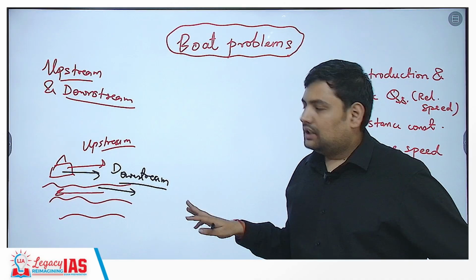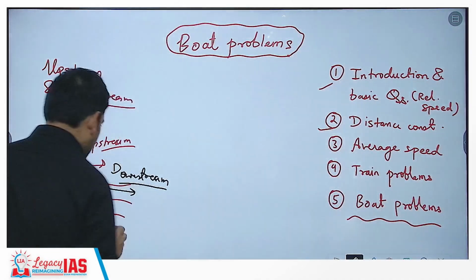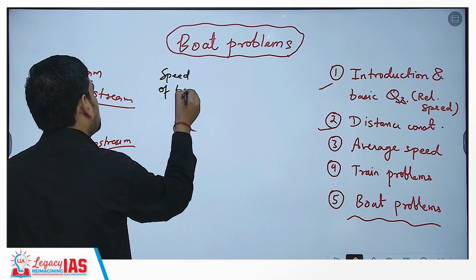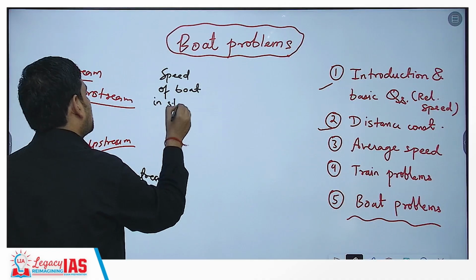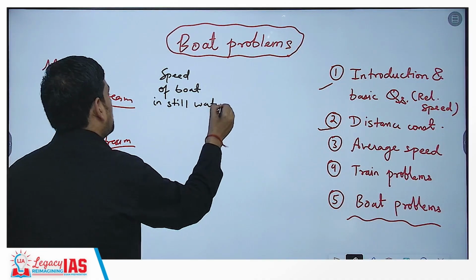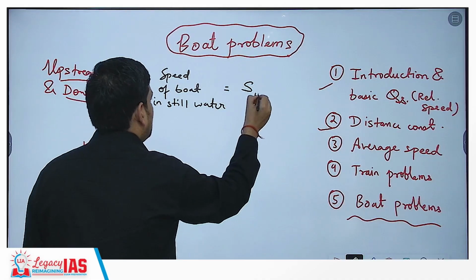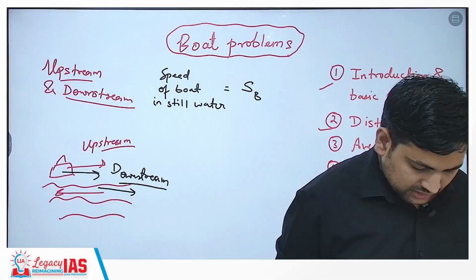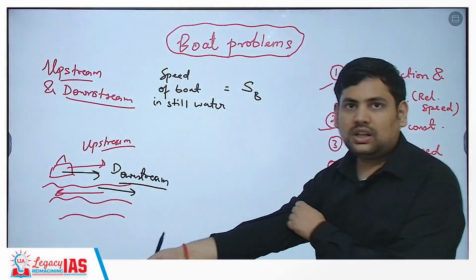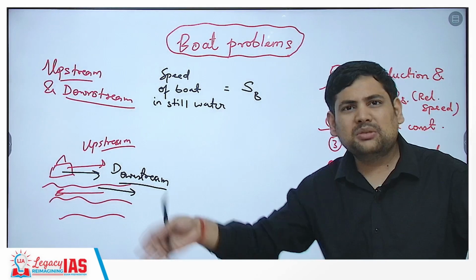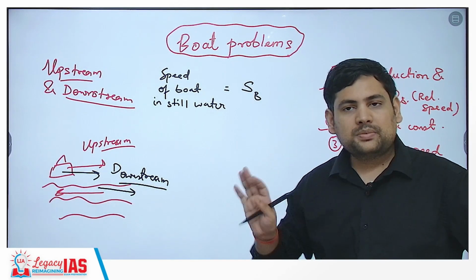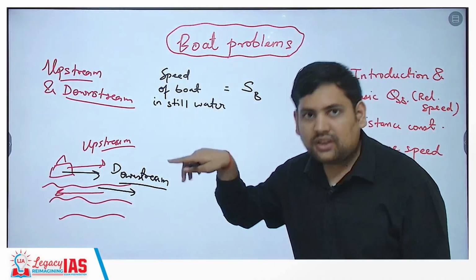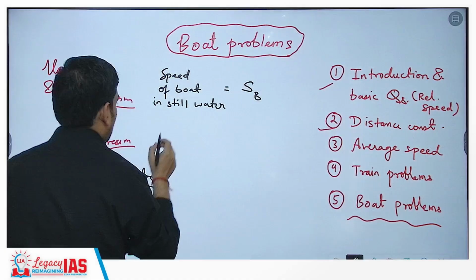Now, the general terms: one term is called speed of boat in still water. This you can write as SB. Speed of boat in still water is when the boat is traveling in still water, like a swimming pool or somewhere where there is no upstream, no downstream, no flow in the water. That is called speed of boat in still water. So this is SB.